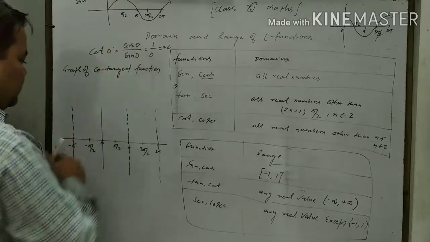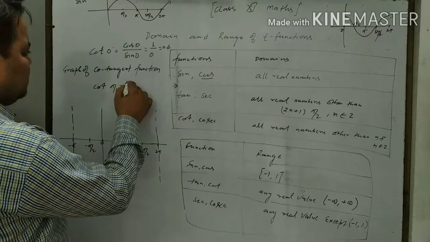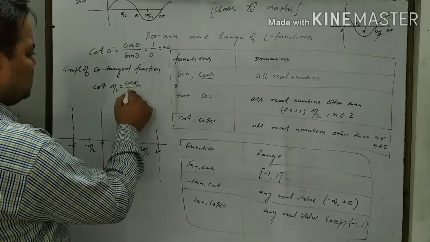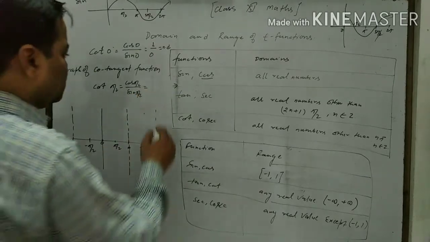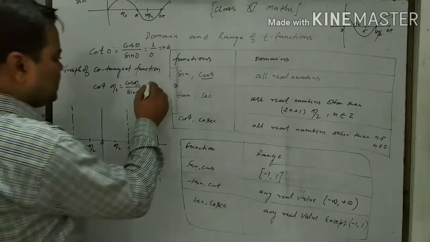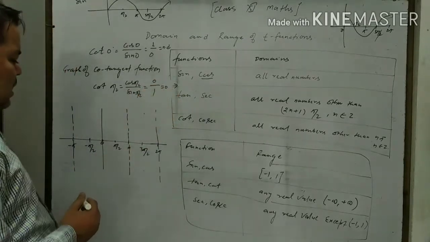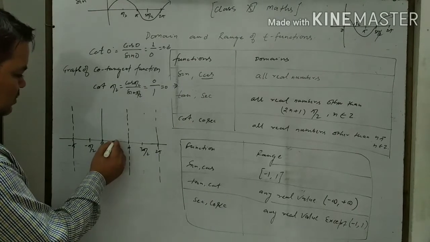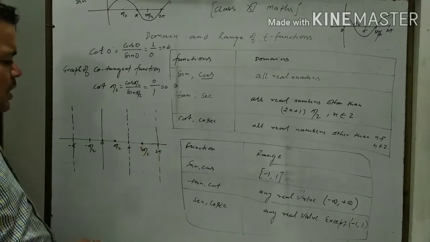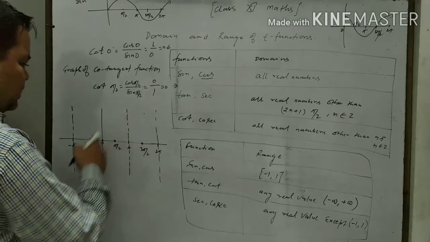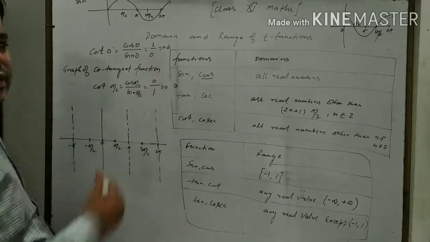But if we take cot pi by 2, then it will be cos pi by 2 upon sin pi by 2. And cos pi by 2, cos 90, is 0, and sin 90 is 1, so its value will be 0. It means at pi by 2, its value will be 0. Similarly, at 3 pi by 2 also, its value will be 0. And at 0, at pi and 2 pi, it will be not defined.